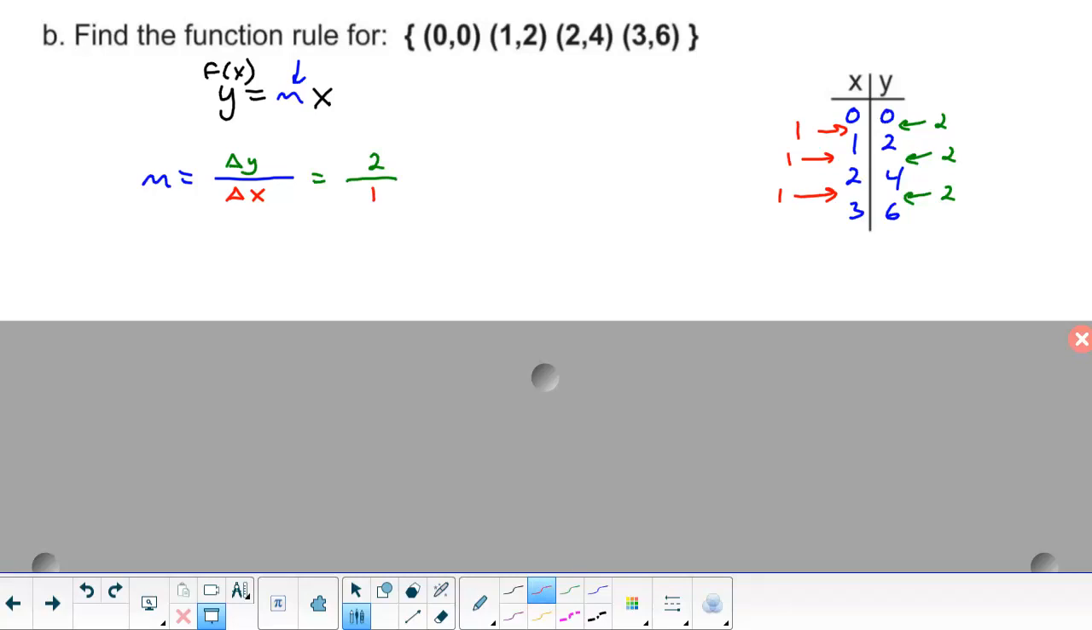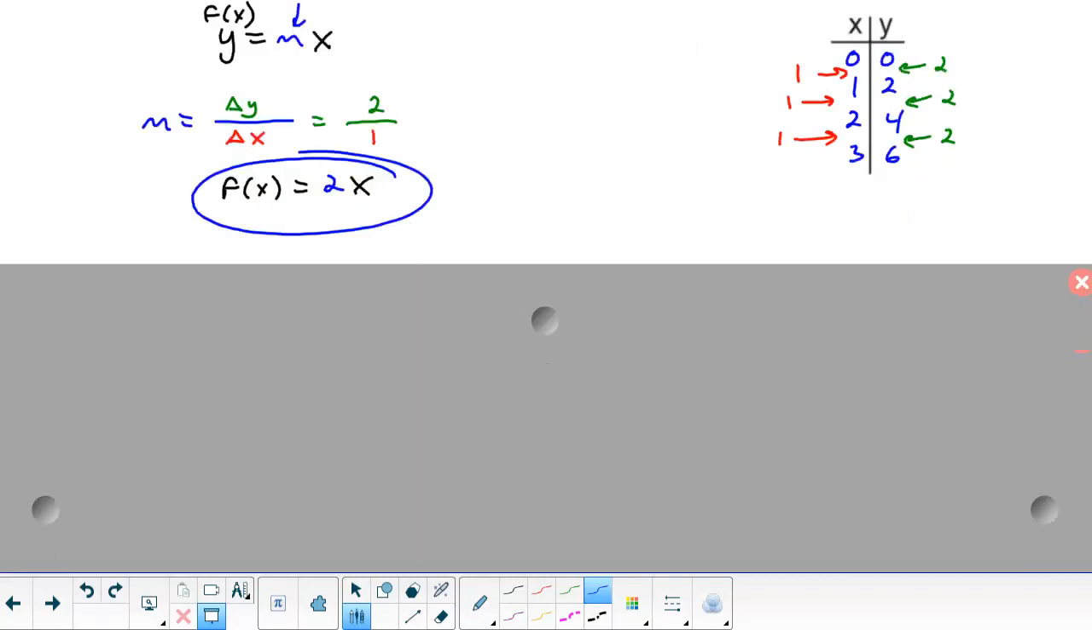Okay, that's it. Boy, once you've got the slope, all you do is substitute it in for the m. So here's the rule on that function. f(x) = 2x, or y = 2x. Not too tough. Let's try this last one.